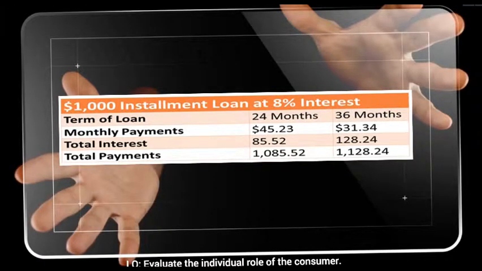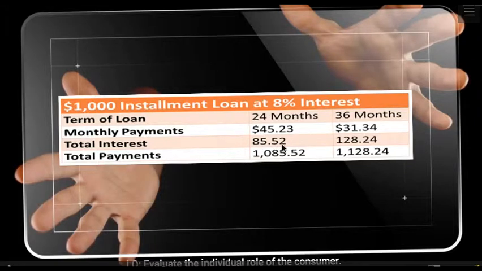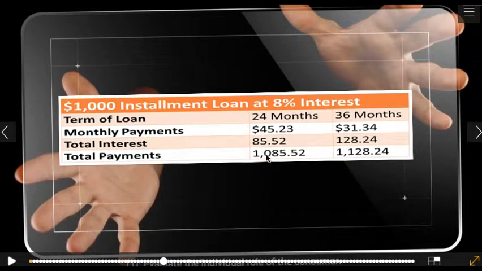So here's an example of a $1,000 installment loan at 8% interest. So here you can see the term of the loan at 24 months. Monthly payments would be $45.23. Total interest paid would be $85.52 for total payments totaling $1,085.52.